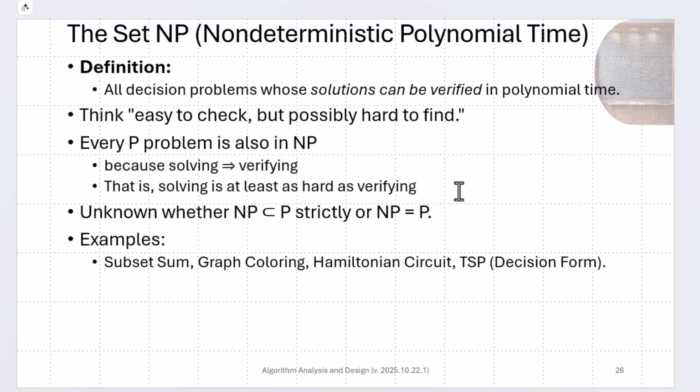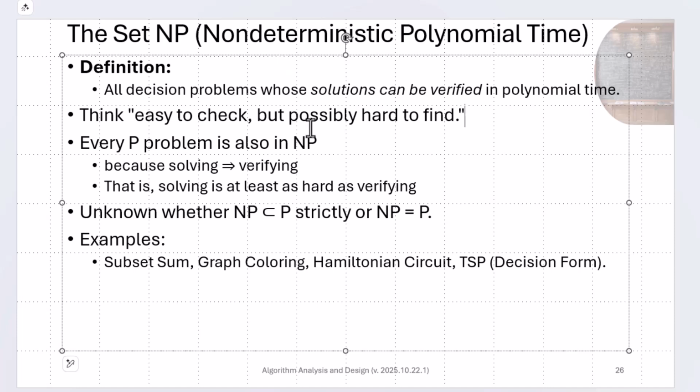The set NP is non-deterministic polynomial time. Now, what this means is all decision problems whose solutions can be verified in polynomial time. You can think easy to check, but possibly hard to find. Okay, easy to verify, possibly hard to find. Every P problem is also in the set NP. These are two different sets, but P is always a subset of NP. We know that to be true. We know that P is a subset at a minimum of NP. Because if you are able to solve it in polynomial time, you can definitely verify it in polynomial time.